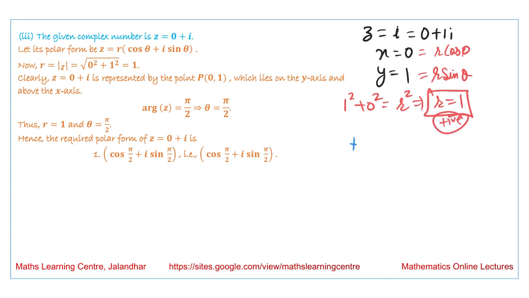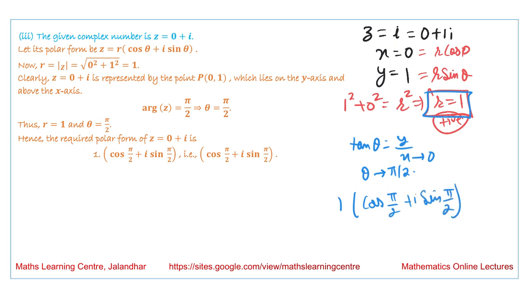Now if we calculate tan theta, that will be equal to y by x and x is 0. So we get that the value of theta will approach pi by 2. So we have obtained that theta is pi by 2 and the value of r is 1. So the polar form is 1 into, that is r into cos pi by 2 plus iota sin pi by 2.